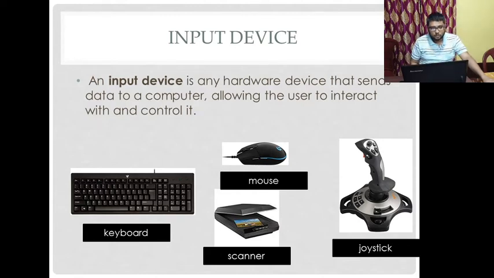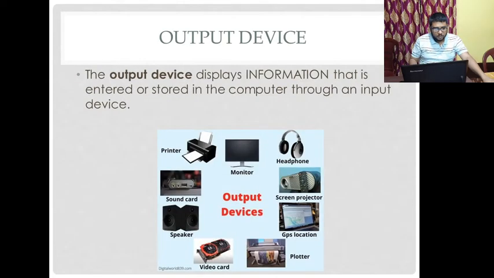Then comes the output device. See, here are some of the examples of output device: printer, monitor, headphone. All these are output device. These devices display the information that is stored inside the computer. All the information that is stored inside your computer will be displayed by the output device.